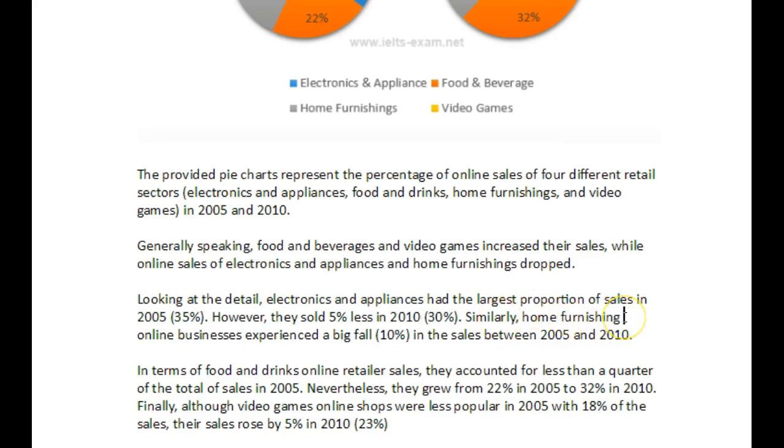Similarly, home furnishings experienced, no big... But again, a significant fall of 10% is different from going from 1 percentage point to another percentage point. So bear in mind the difference between a percentage decrease and a difference in overall proportion. A significant fall in sales as well.